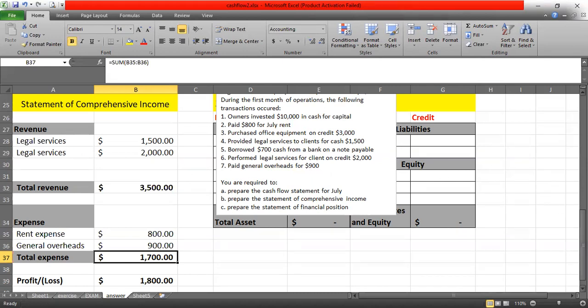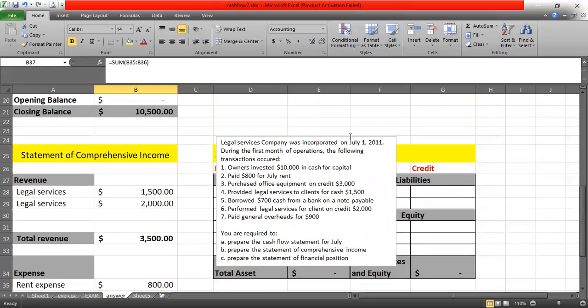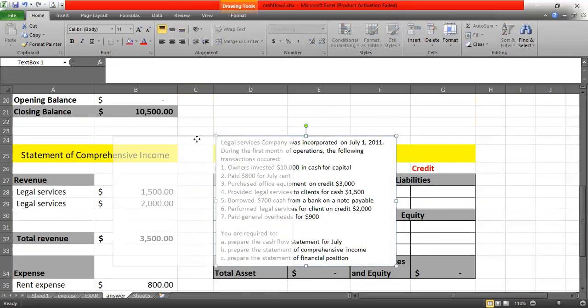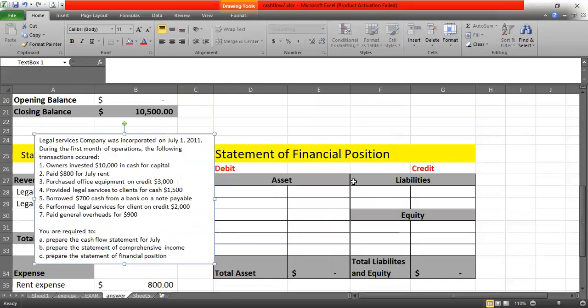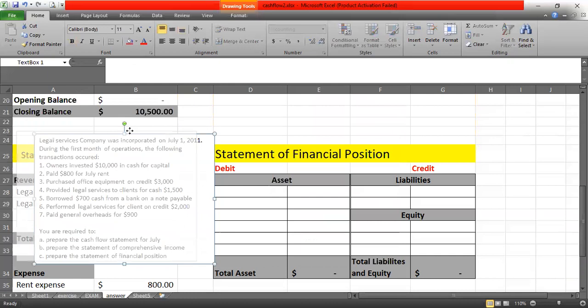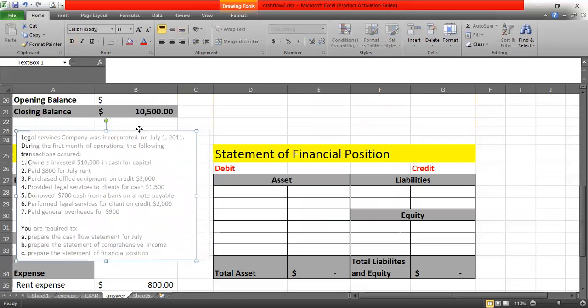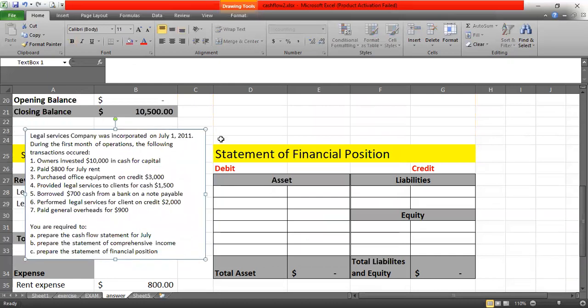Okay, the last would be the statement of financial position, which is now on the right side. I put it together so it will be easier for you to analyze the transactions. Should you encounter any trouble inputting these transactions, feel free to refer back to this video. Okay, all right, now let's get into it.